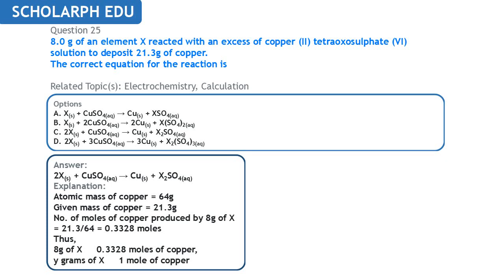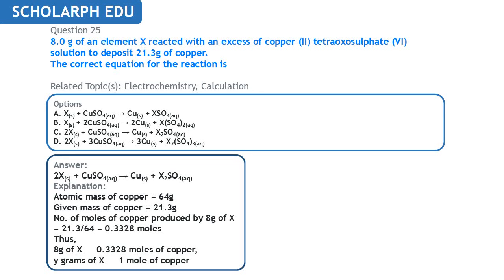What we are going to do is find the number of moles of the copper that is produced by 8 grams of X. Okay, when this element X was reacted with copper sulfate, that was when this was produced. So we want to know the number of moles of copper. That will be equal to the given mass of copper, which is 21.3, divided by the atomic mass of copper. So you have 21.3 divided by 64, and that is 0.3328. So 8 grams of X produced 0.3328 moles of copper.